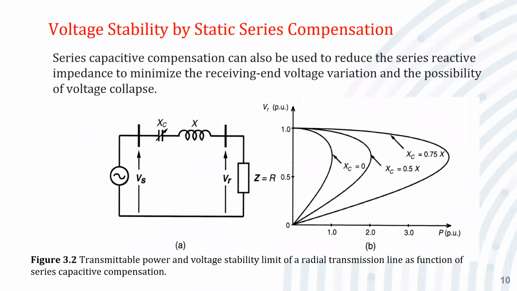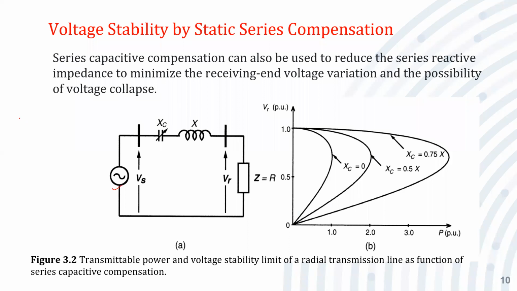Now, today we'll see the voltage stability by the static series compensator. This is the same as what we have already covered in the shunt compensation. This is for the radial line. It comprises the source voltage, or the transmitting end, and the existing reactance of the transmission line, where a controllable capacitor is connected in series with the transmission line. This is the load impedance and the load terminal voltage.